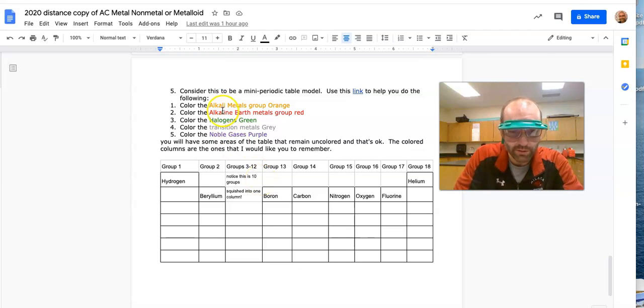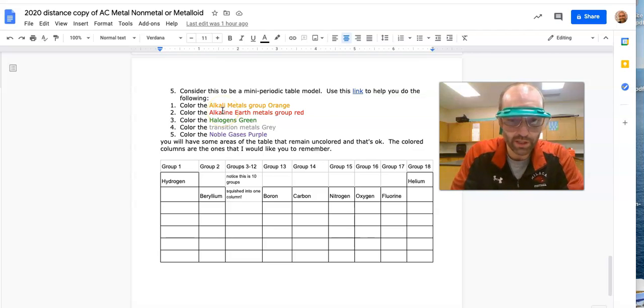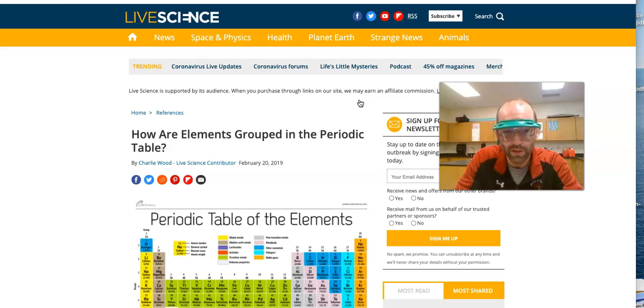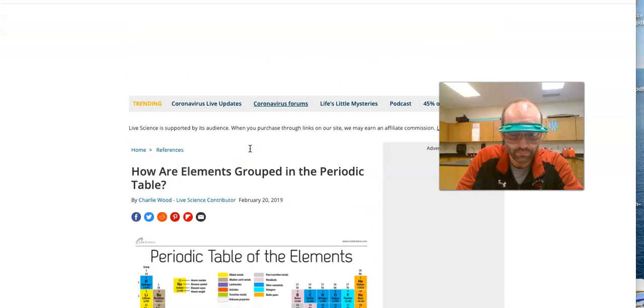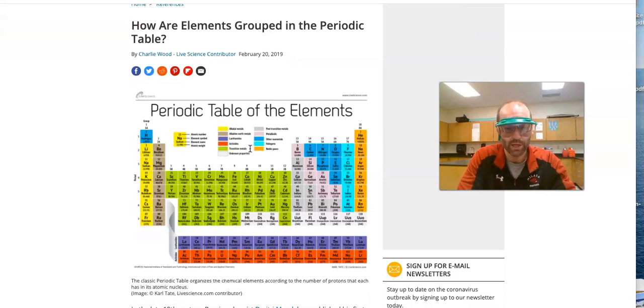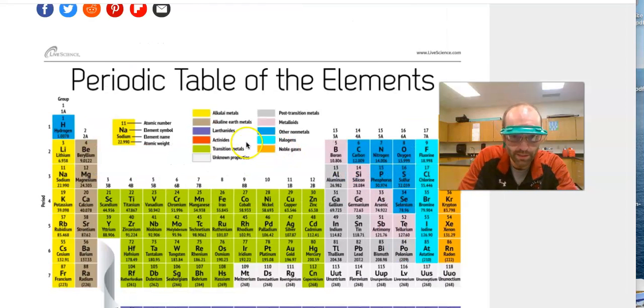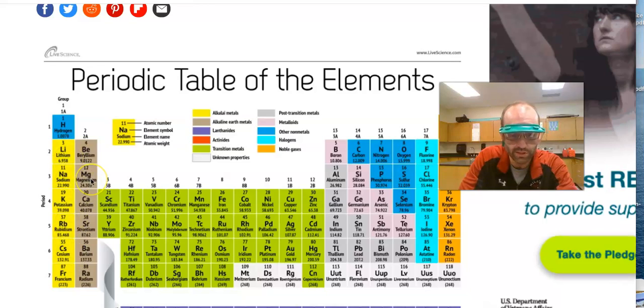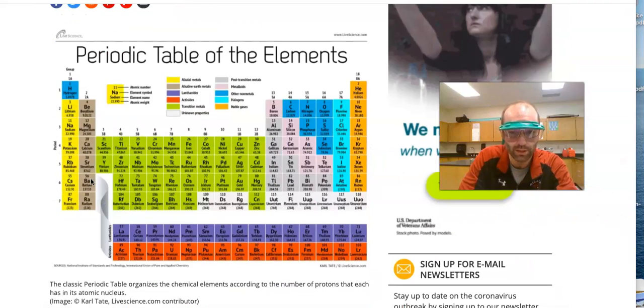You're going to be coloring the different groups different colors. You can use this link to help you discover where these things are. So for instance, when I click on this link and I'm wondering where are the alkali metals, this website will tell me where the alkali metals are. Alkali metals, well, they made theirs yellow. My instructions said to make them orange. Doesn't matter a whole lot.